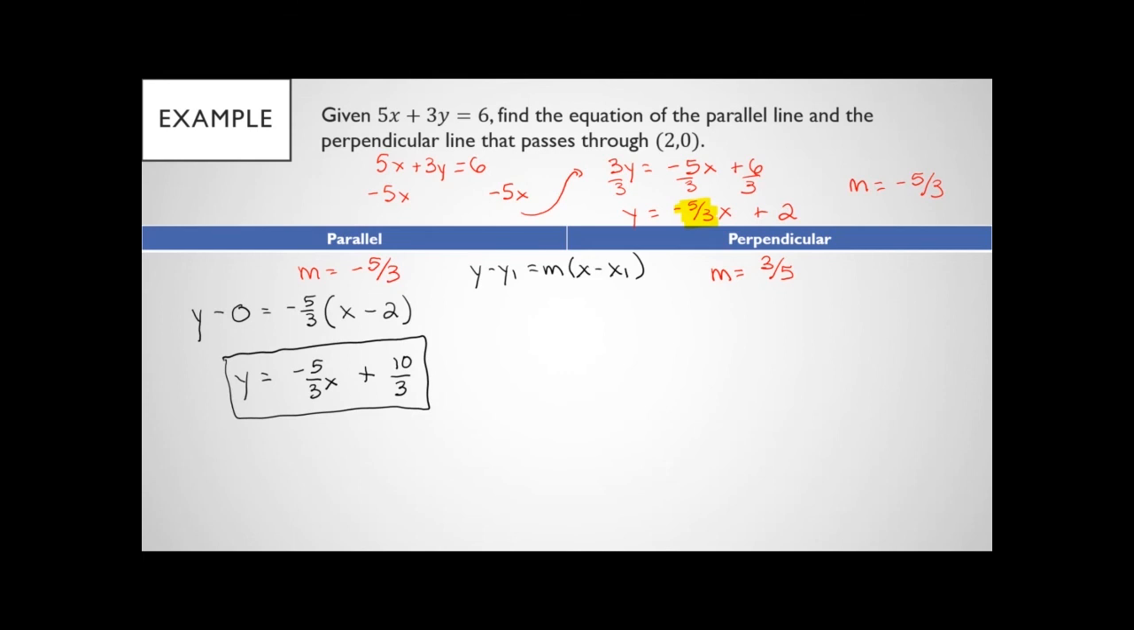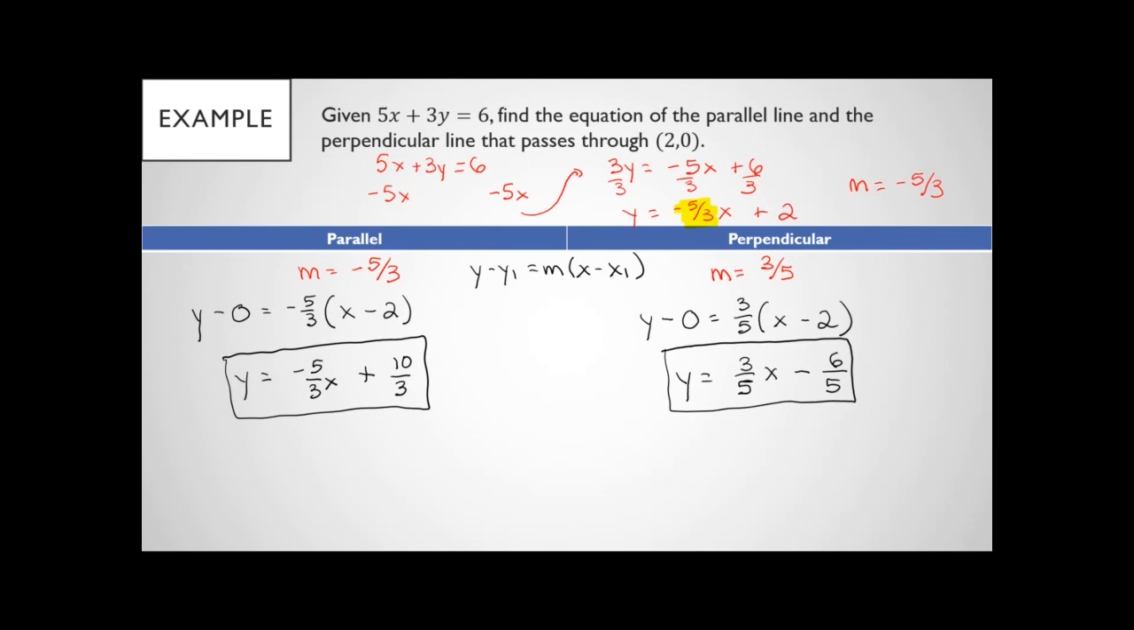So it's going to be equally as easy on the right with the perpendicular. We have y minus 0 equals 3/5 times x minus 2. So there's a different slope, but it's still going through the same point. So I get y equals 3/5 x, then 3/5 times negative 2. So it's going to be a negative. And you do 3 times 2, which is 6, so you end up with 6/5. And that does not reduce, so that is your answer.